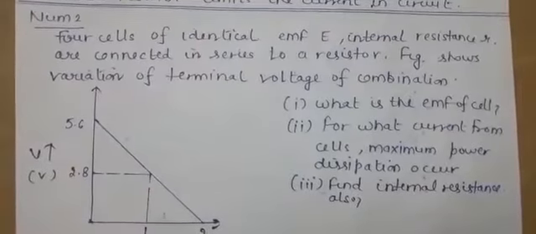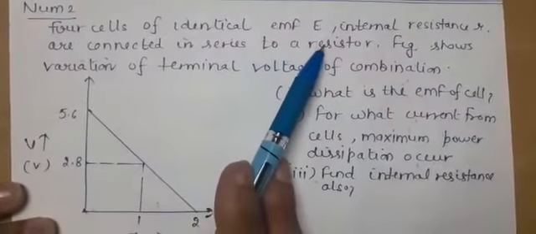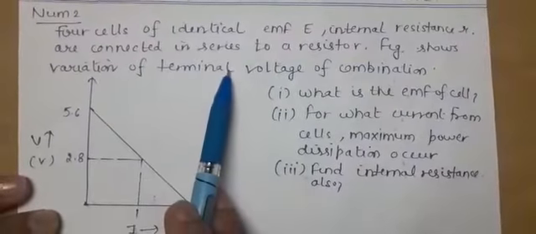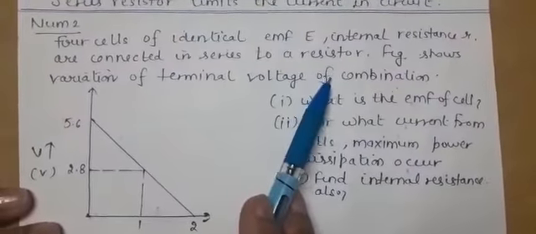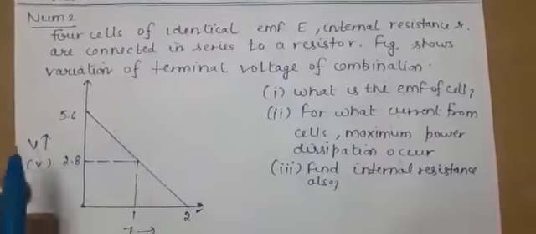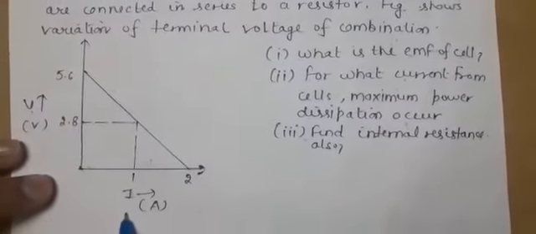Now after this, let me take one more numerical. 4 cells of identical EMF E, internal resistance r, are connected in series to a resistor. This figure shows variation of terminal voltage of the combination. This V is representing terminal voltage and it has been plotted with the current.